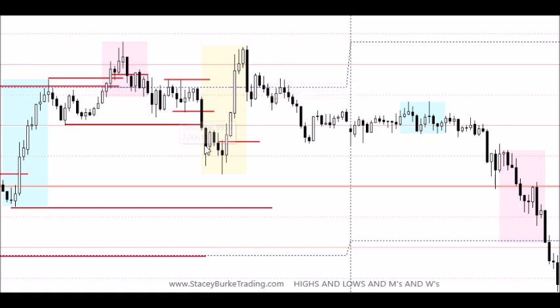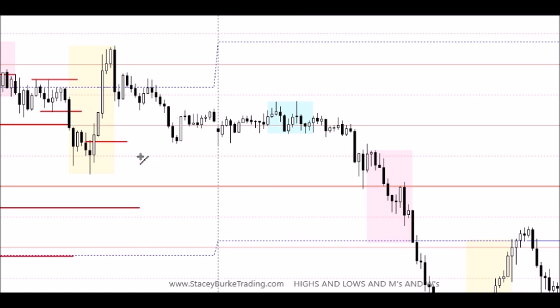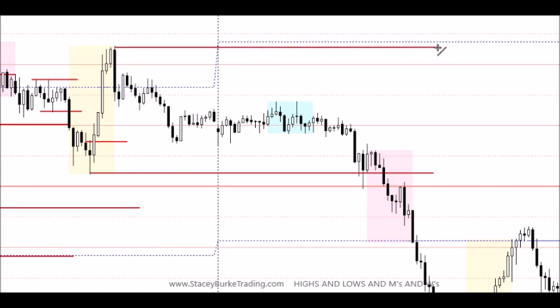So not only have we had a 50 pip move down from London, we've also had a 50 pip stop hunt back to the high of the day in the US session. There's our M, there's our W. And then we go into our next day's session. We have our session low and our session high. The market also has given us some lower highs and higher lows as we head into the Asian session.